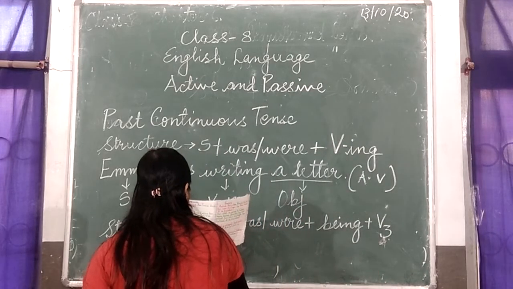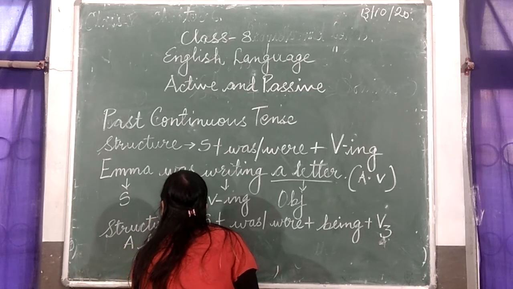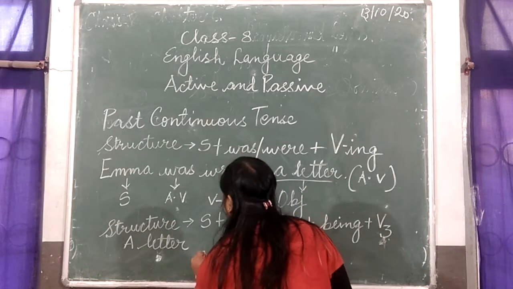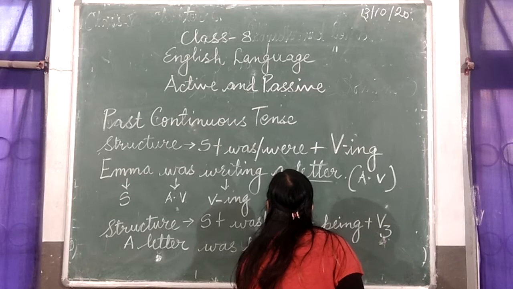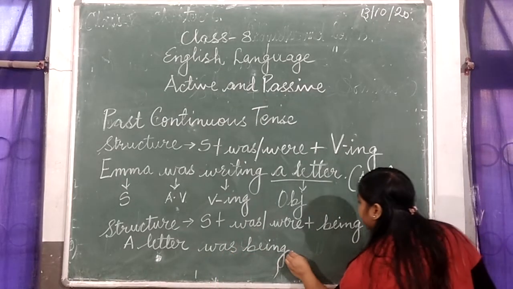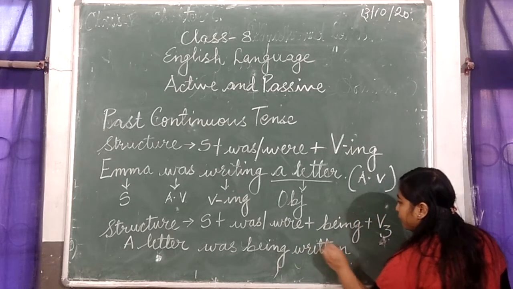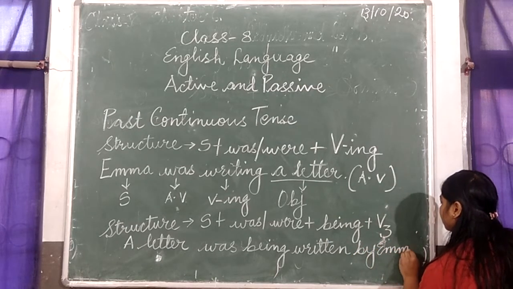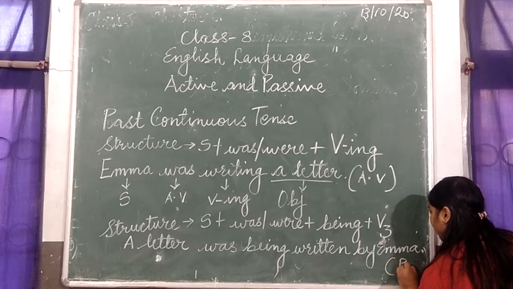A letter was being written by Emma. A letter was being written by Emma. This one is in the passive voice.